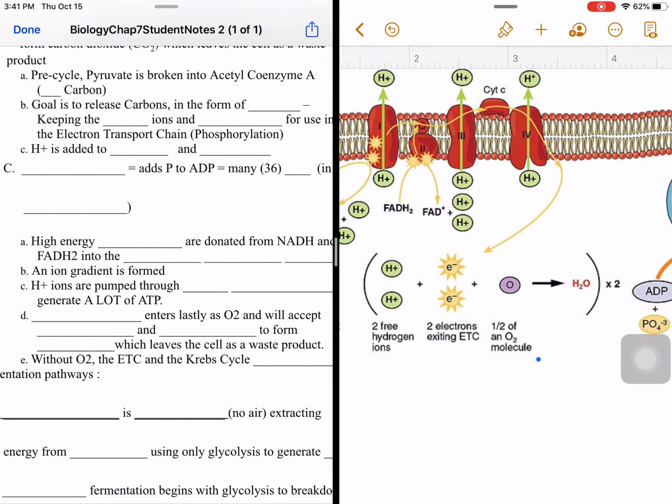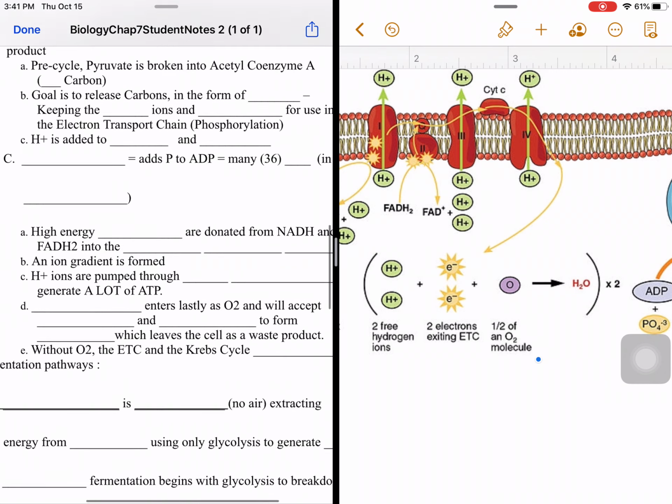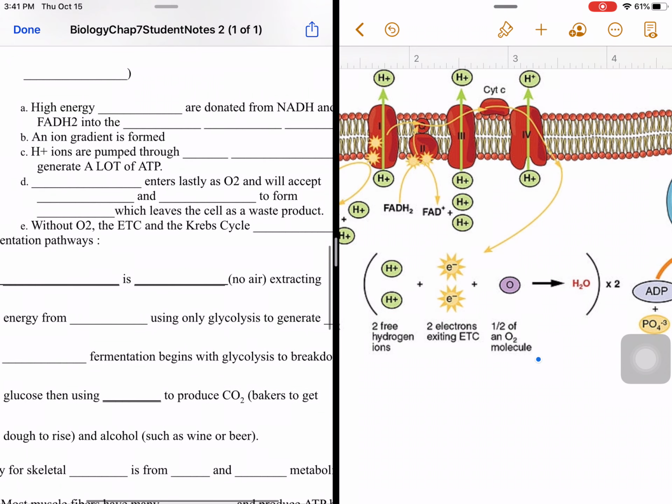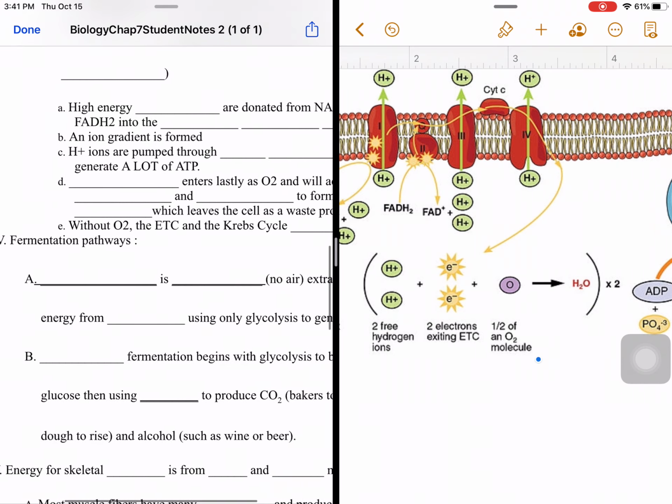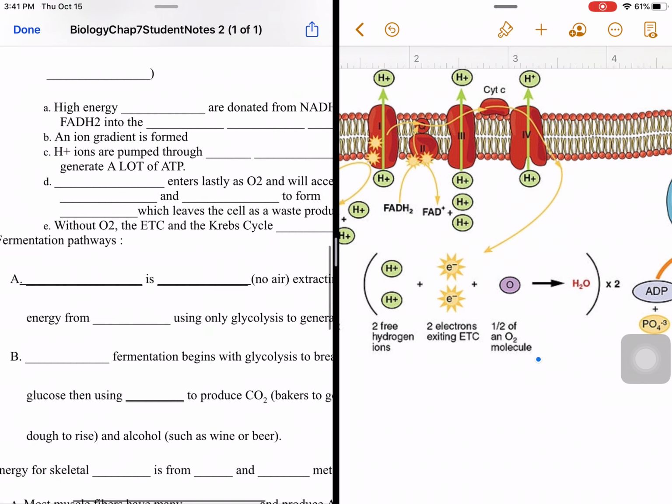So basically hydrogen gets put back together after it was pulled apart back when we took it off of the glucose molecule, and it gets created into water in this last step. And that's very important. Without oxygen coming in, the electron transport chain, the ETC, and the Krebs cycle will shut down. So then there will be no more big energy made, which is why you would go into fermentation, which will be in the next video.